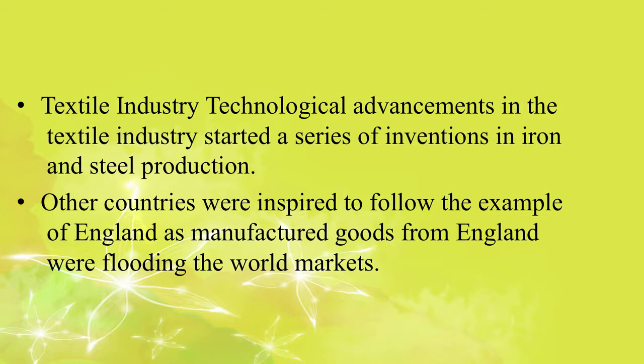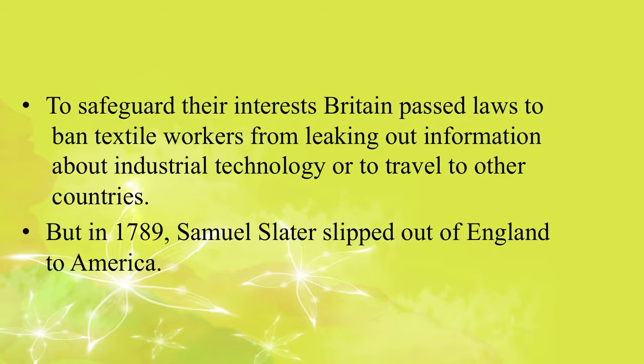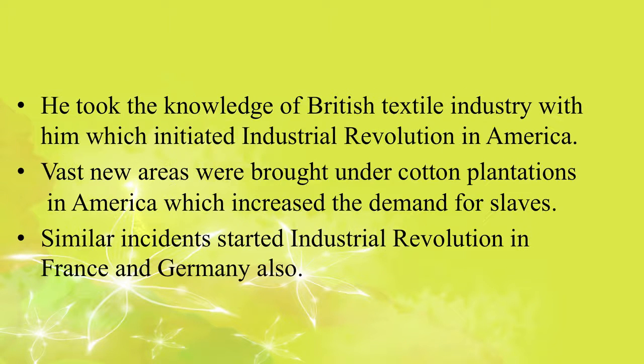Other countries were inspired to follow the example of England, as manufactured goods from England were flooding the world markets. To safeguard their interest, Britain passed laws to ban textile workers from leaking out information about industrial technology or to travel to other countries. But in 1789, Samuel Slater slipped out of England to America. He took the knowledge of British textile industry with him, which initiated industrial revolution in America.